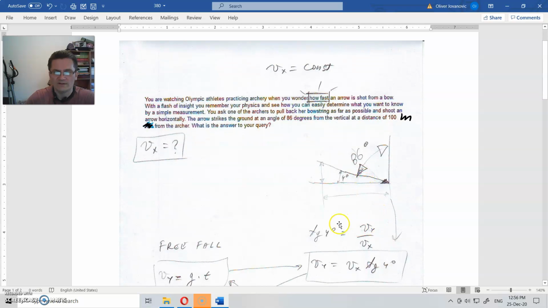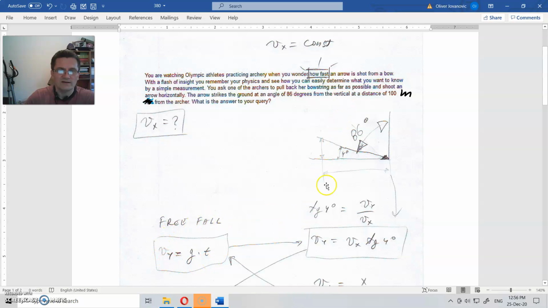Okay, and let us see what is the tangent of 4. The tangent of 4 is when you divide this distance by this distance, or when you divide this vertical component of the velocity by the horizontal component of the velocity. That is the same thing, but tangent of 4 degrees. That is on the one hand.